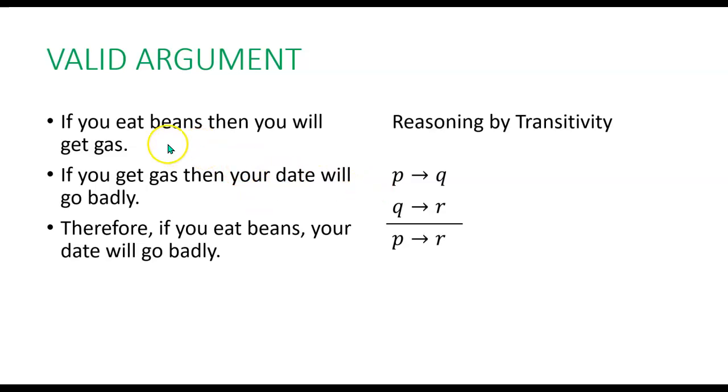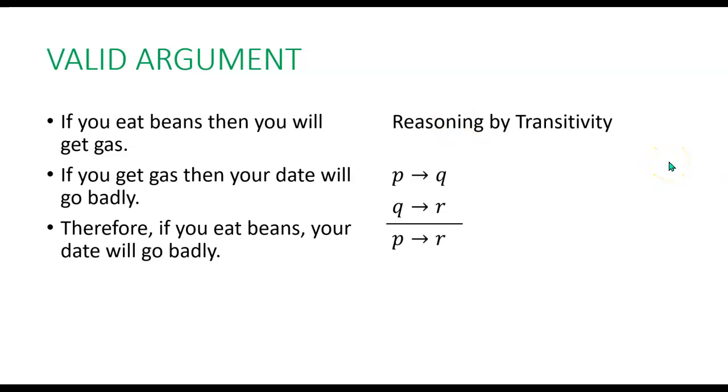Here the P would be you eat beans, the Q would be you get gas, and the R would be your date will go badly. P implies Q, Q implies R, therefore, by transitivity, P implies R.